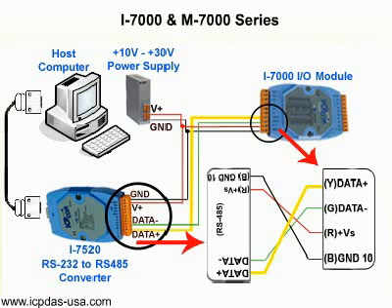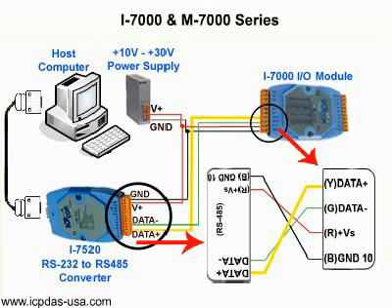I7000 and M7000 I/O modules are typically distributed remote I/O modules and only support the RS-485 interface. If your computer has an RS-232 port, you can use an RS-232 serial cable to connect to an I7520 RS-232 to RS-485 converter. It has a plug-in screw-in terminal block connector and power requirements of positive 10 volts to positive 30 volts DC power. The protocol is 2-wire RS-485.